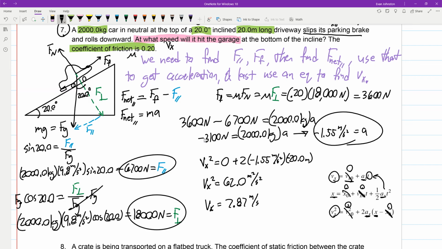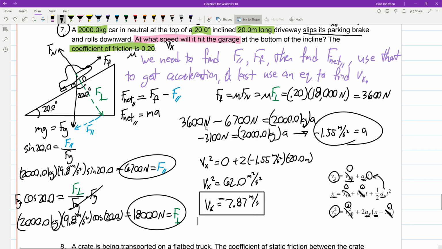And since we said that positive was uphill, this better have a negative sign, because we could take negative 7.87 and square it, and we'll get 62. We could take positive 7.87 and square it and still get 62. So you still have to think about what the heck should the sign be at the very end here. And so that is how fast our car is going when it hits the garage at the very bottom of that driveway.